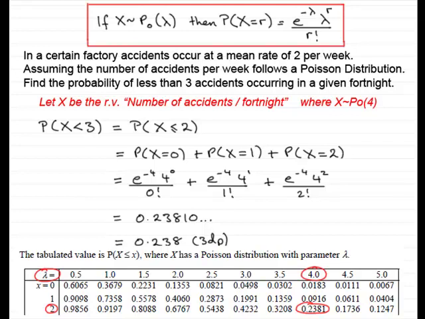Well, that brings us to the end of this tutorial, and in my next tutorial what I'm going to show you is how we can extend the use of these tables to work out further types of problems which involve not only using the tables but calculating the mean.